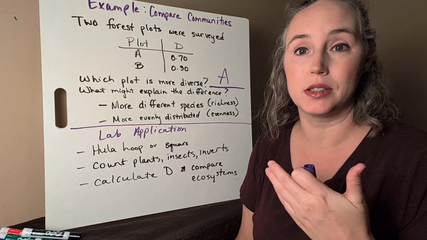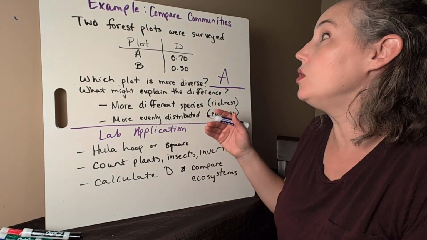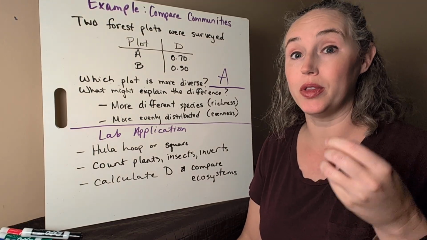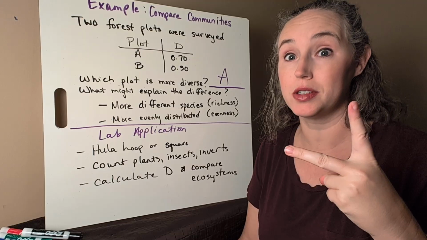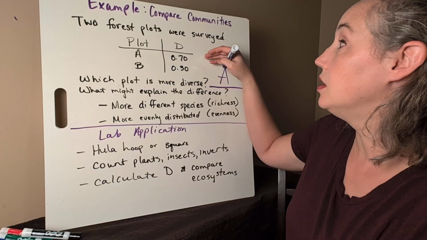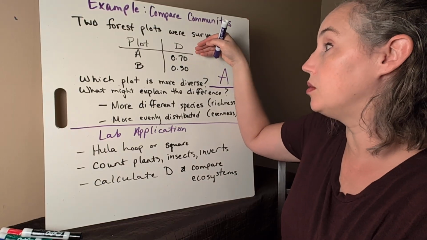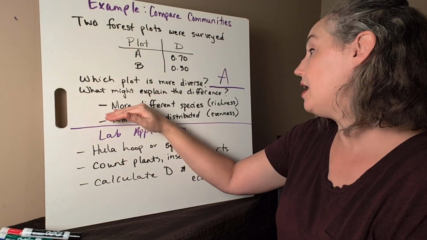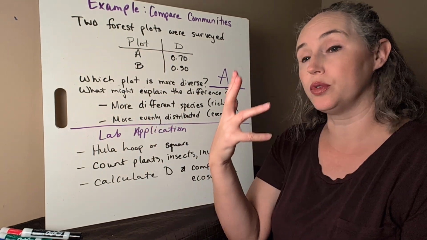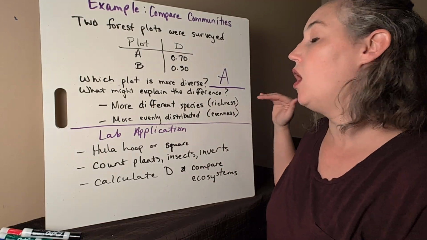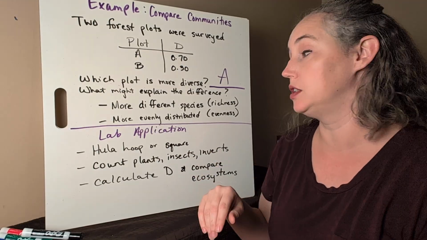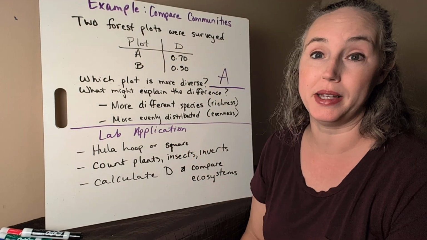And then what could possibly explain this difference? Well, we don't know anything about the raw data, but we do know that the 2 things that go into Simpson's diversity index are richness and evenness. So what must be true about plot A over plot B? It could have more different species of trees or animals that live in those trees or fungi or whatever. So it could have a higher richness, or the species numbers could be more evenly distributed in plot A over plot B.